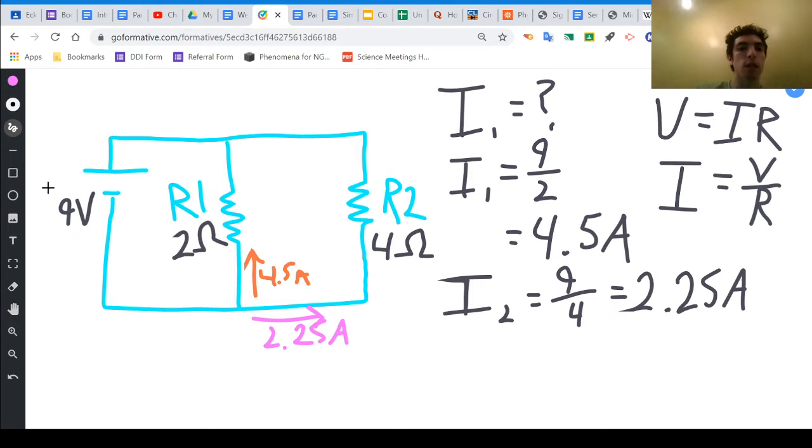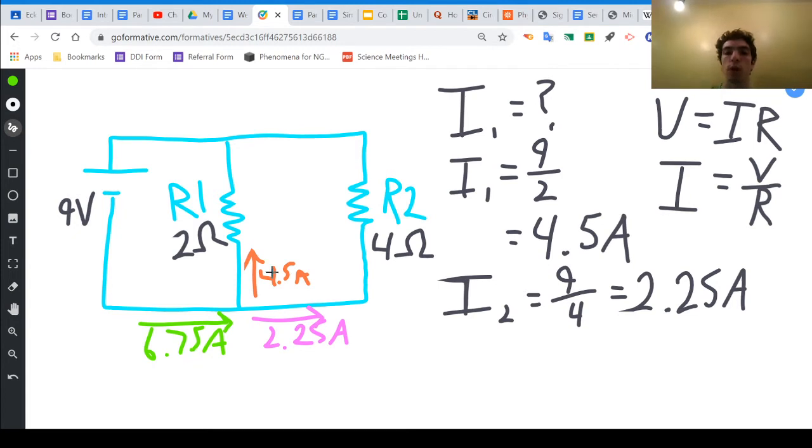And so that tells me that the total current in this circuit, what would enter that junction point and what's coming out of the battery here, is the sum of these two things. Because however many electrons per second are entering this junction point have to be the same as what's leaving. So our 4.5 and 2.25 would give a total current in this system of 6.75 amps. That's what's coming out of the battery.